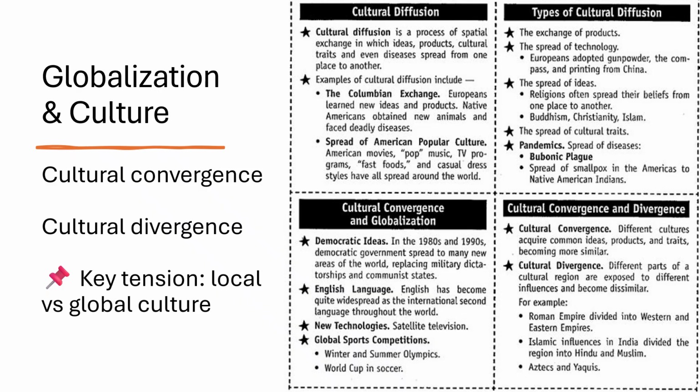Globalization and culture. Globalization affects culture. Cultural convergence is when cultures begin to become more similar. This is generally due to globalization and different cultures coming together. And cultural divergence means that cultures are becoming less similar. Globalization leads to convergence, but can lead to tension because local culture might not want global culture to take away their traditions.